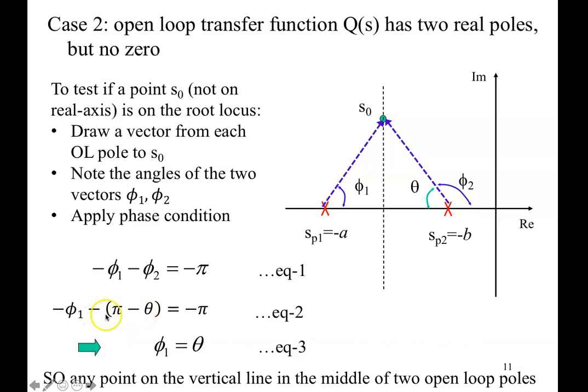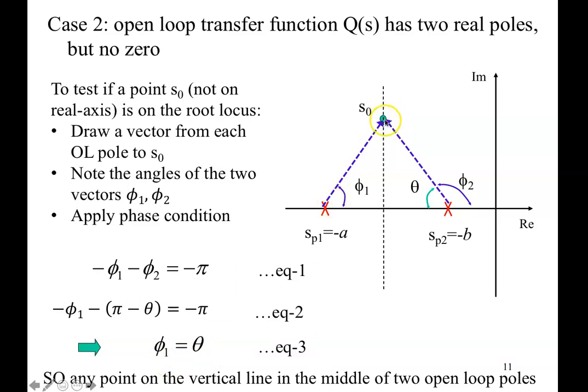This pi cancels that pi out, they're both negative. This negative and minus another negative gives me a positive theta. This is negative theta 1, phi 1. Therefore, I end up with equation number 3. Phi 1 must equal theta.